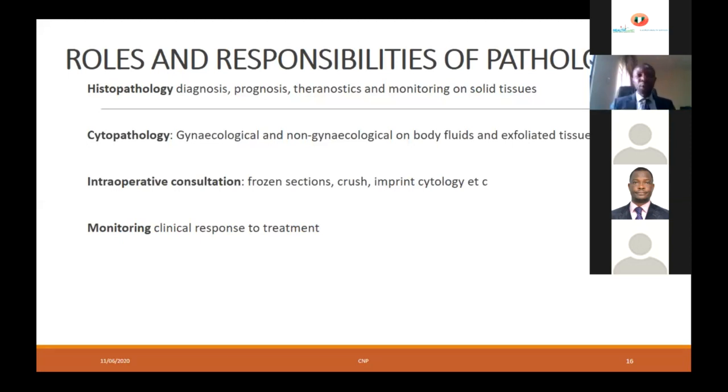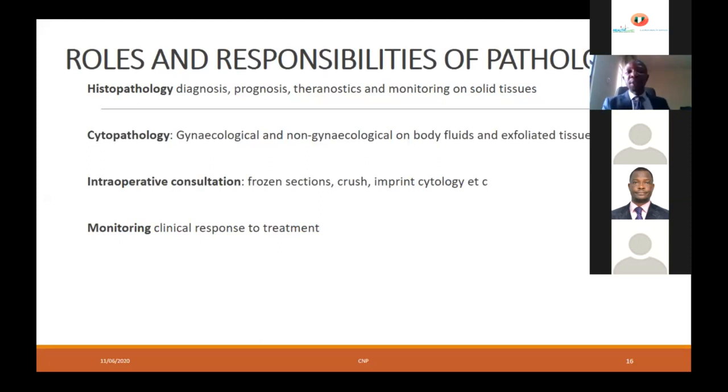Cytopathology, we take gynae and non-gynae samples. Gynae samples usually would be pap smear. The woman's cervix is exposed, samples are taken, smears are taken from it, or exfoliative cytologies samples are taken, and smears are made, and then they are preserved and sent to the pathologist, who stains them and looks at them and decides that they are benign or malignant, and then suggests what should be done to it.